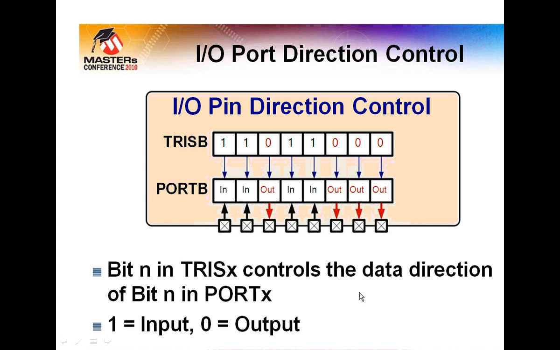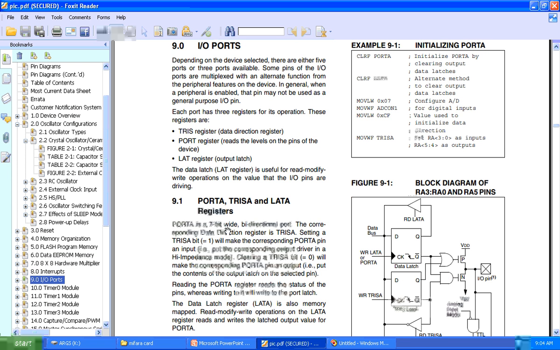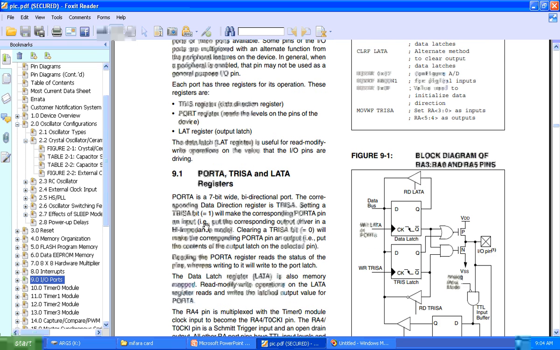If you want to read or write data, then the port register is used. If you want to change the data in the port, then you can use the latch register. For this, you can go to the data sheet and look at the input output ports section, and you can see which registers are present in the port and how to access these registers.